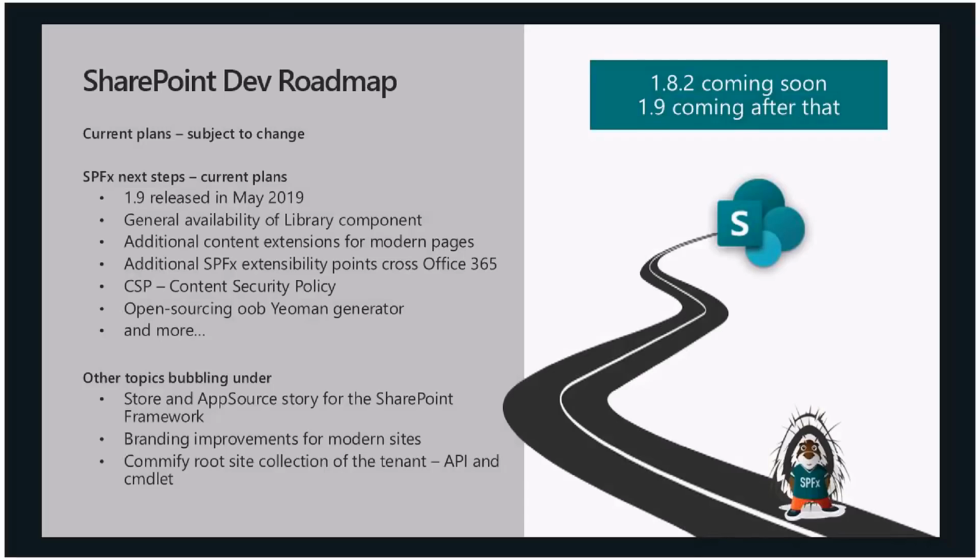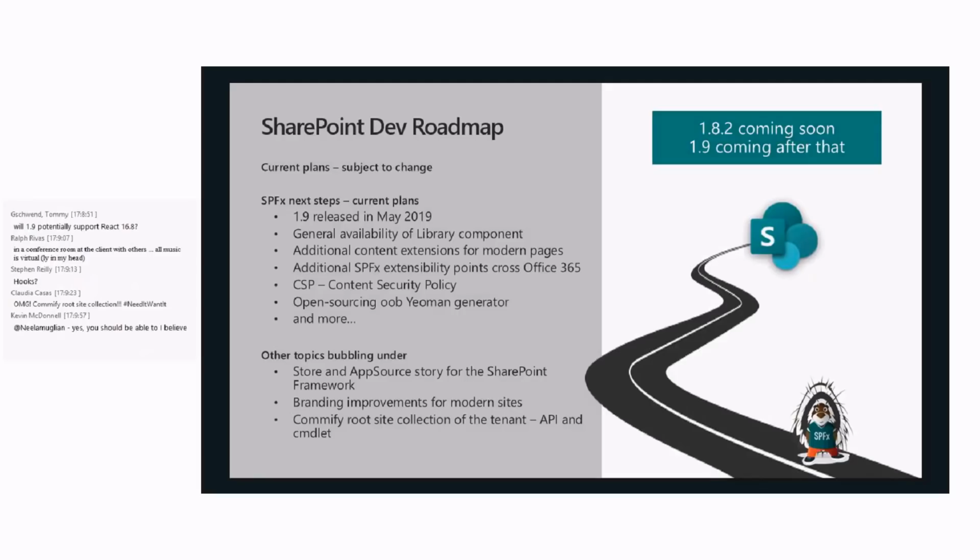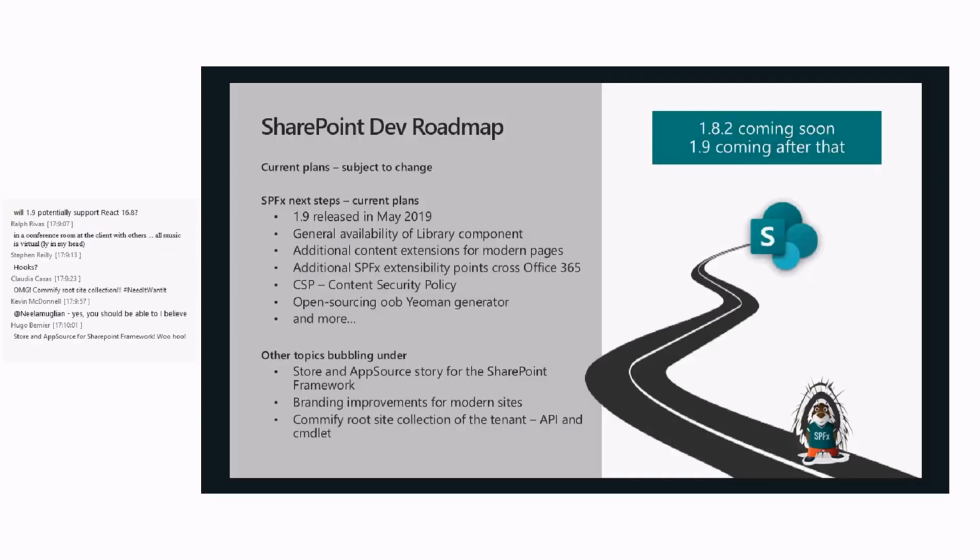Cool. And then bubbling under is the store and app store story getting clarified, branding improvements in the modern sites. There will be new capabilities on there. And then Comify root site collection on the tenant. I think that's definitely information that has been announced, and I think we are now already providing that. It's available for targeted release tenant, unless I'm completely mistaken.